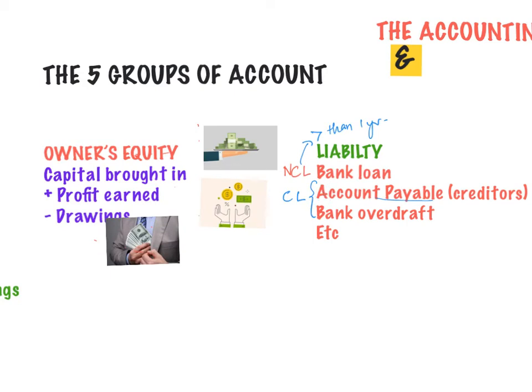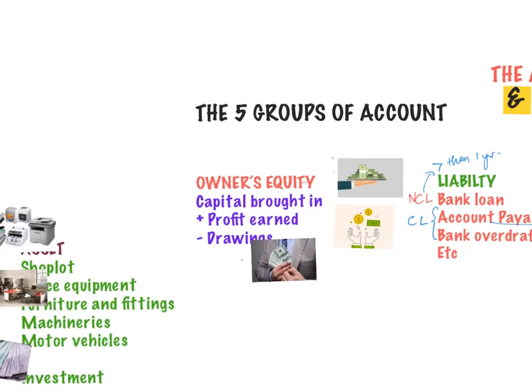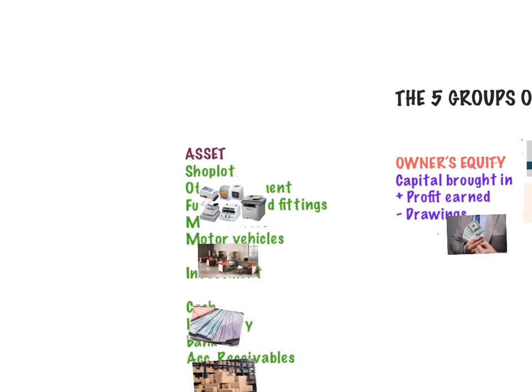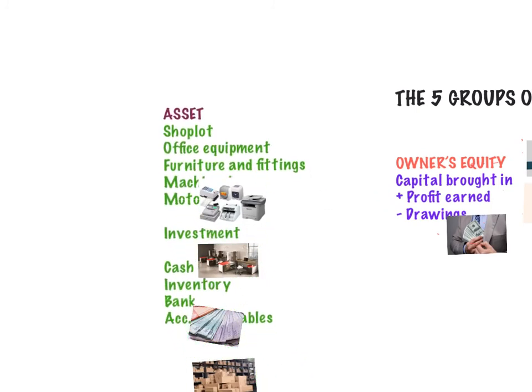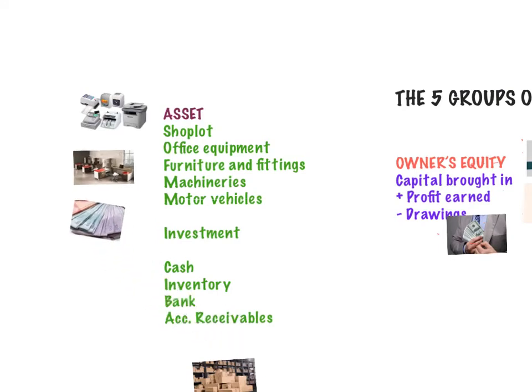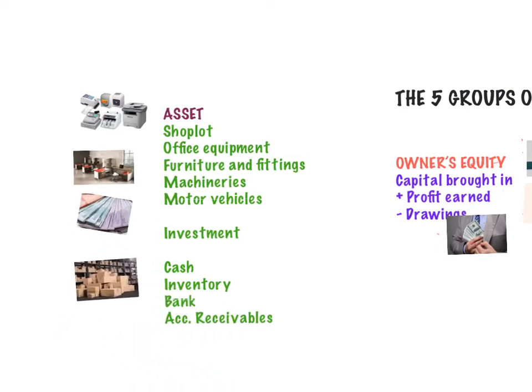Okay, using the liability and also the owner's equity here, then we can start buying our asset. Okay, so now let's see what we have here. You can buy the shop lot, your shop. Or you can buy the office equipment.